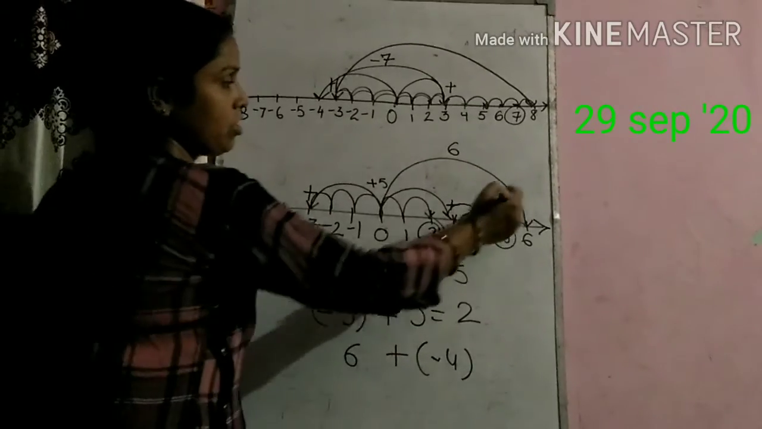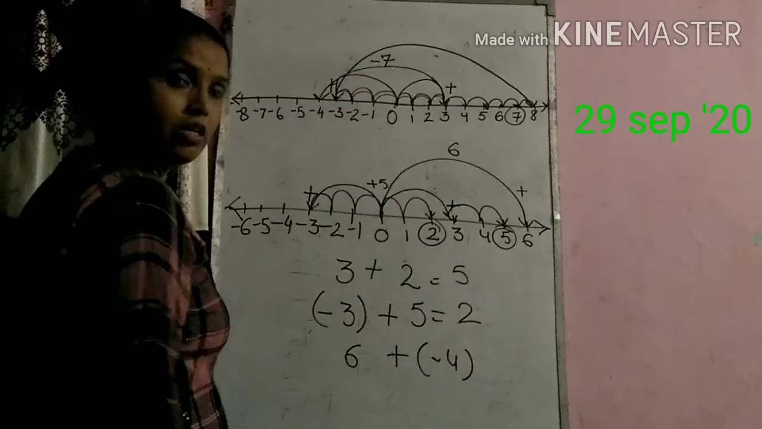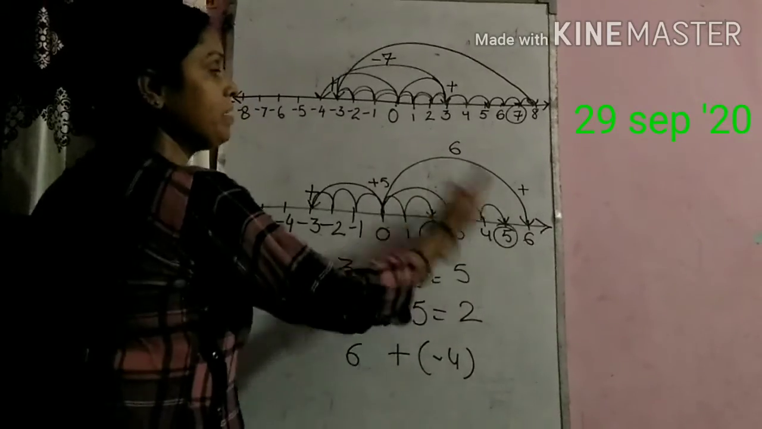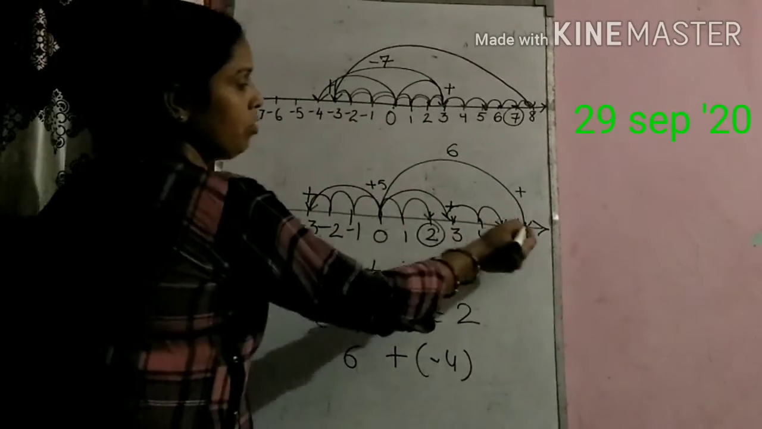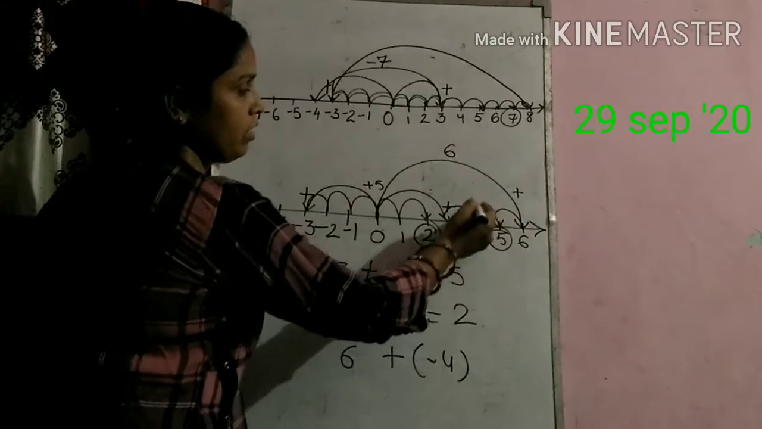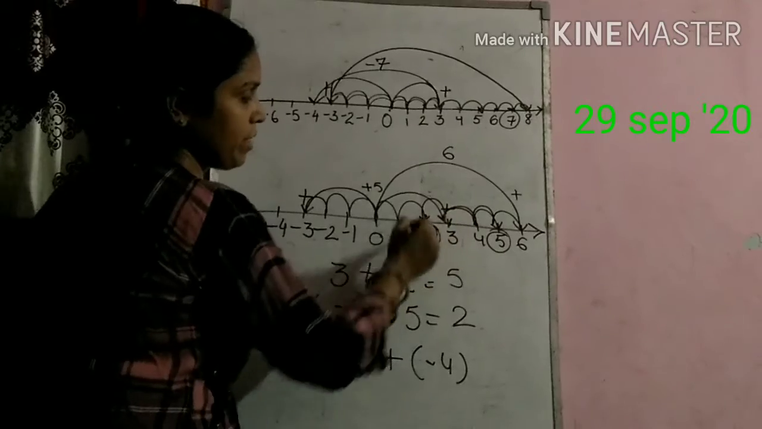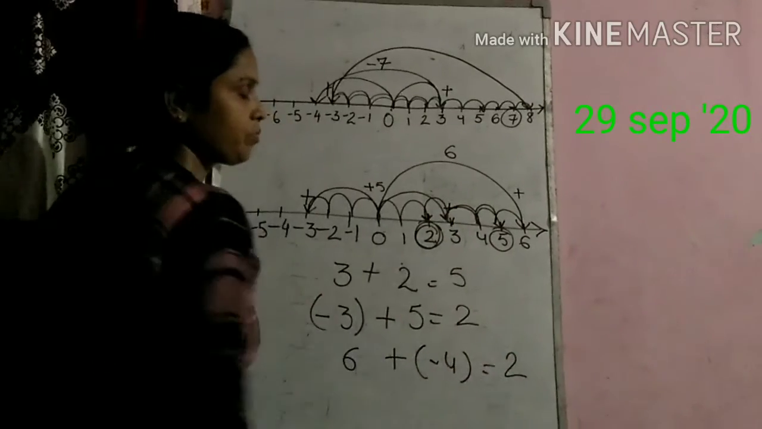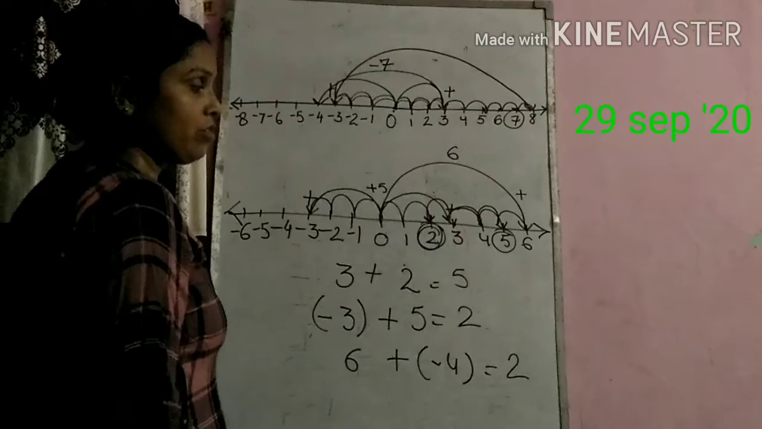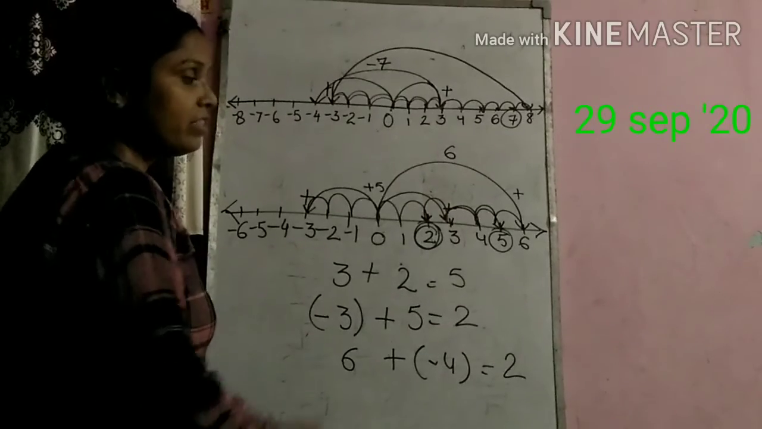Then addition expression, so I will be writing addition expression over here. It's a minus 4, that means I will be going backward. So move from here backward side. 1, 2, 3 and 4. So my minus 4 comes in and my answer comes as 2. This is how you will be showing, children. Hope that this is clear.